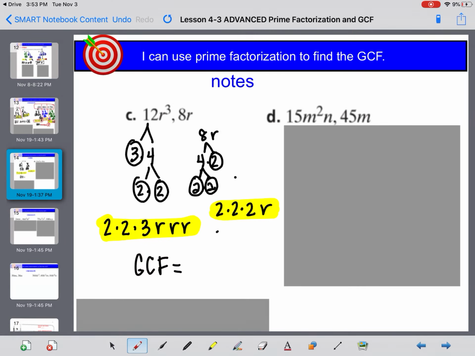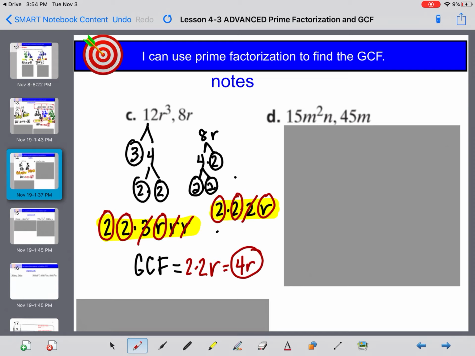Then the greatest common factor is picking out what's in common. I have a 2 in common. I have another 2 in common. So 2 times 2. The 3 is not in both lists. This third 2 is not in both lists. I do have an R in common, but this second and third R are not in common to both lists. So 2 times 2 is 4. My greatest common factor is 4R.